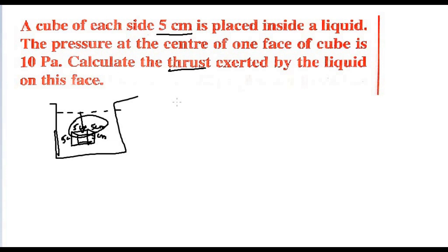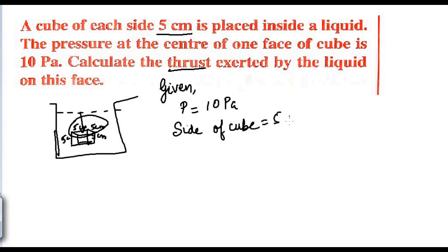तो हमने सबसे पहले हम एरिया को निकाल लेंगे. उसके पहले हम क्या करेंगे, गिवन लिखेंगे. गिवन लिखना बहुत ज़रूरी है. गिवन क्या है, प्रेशर ऑन दिस फेस इज गिवन 10 पास्कल दिया हुआ है. ठीक है, हमें साइड दिया हुआ है, साइड ऑफ क्यूब, that is 5 centimeter. That is also given in the question.